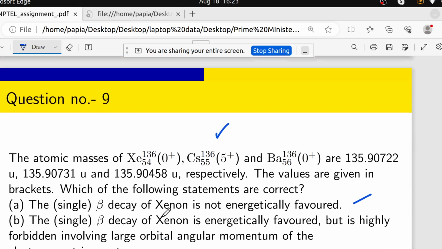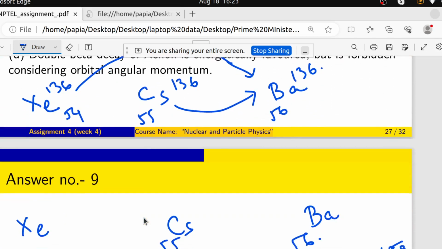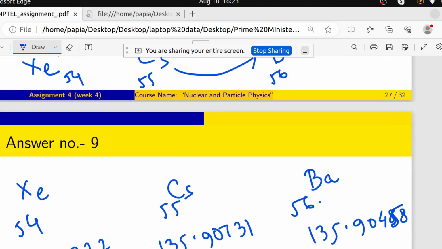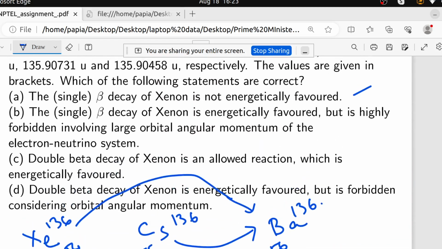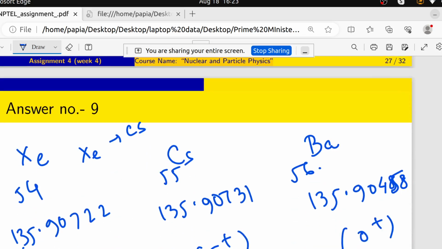So now coming to the first condition. What was the first condition? The single beta decay of xenon is not energetically favored. They are telling like that. This is single beta decay of xenon. Single beta decay of xenon means obviously xenon should go to cesium. But they are saying that single beta decay of xenon is not energetically favored. So let us first see what energetically favored means. Energetically favored means our delta Q should be greater than 0.